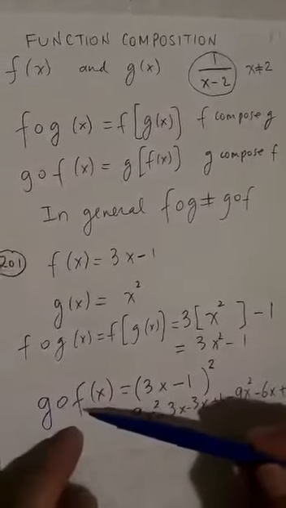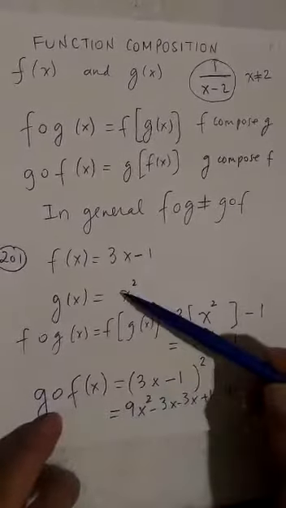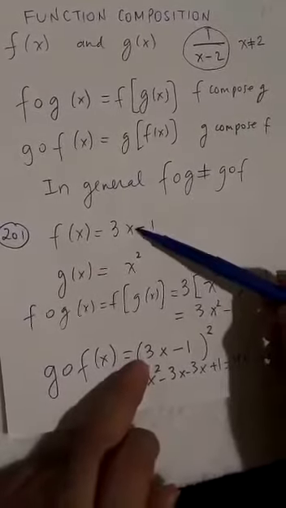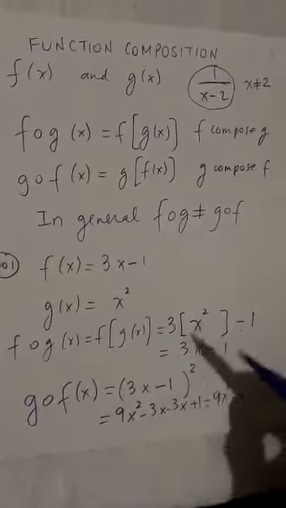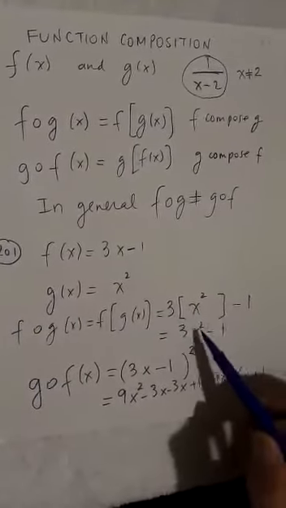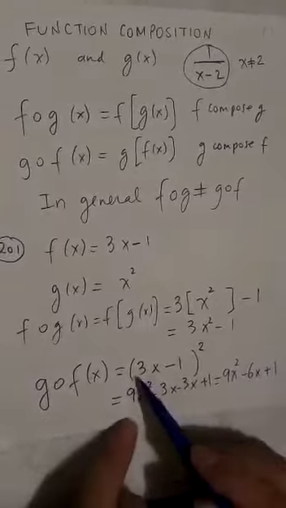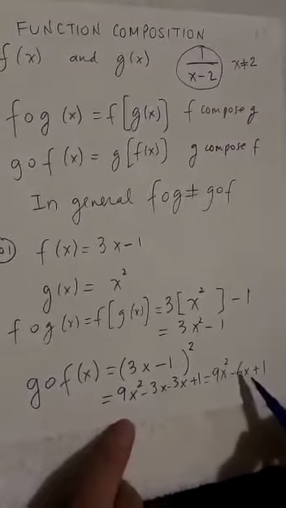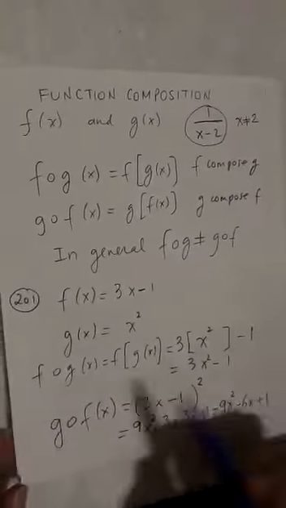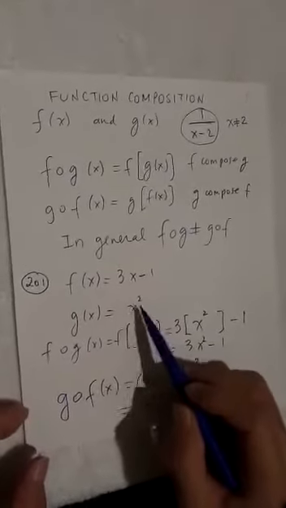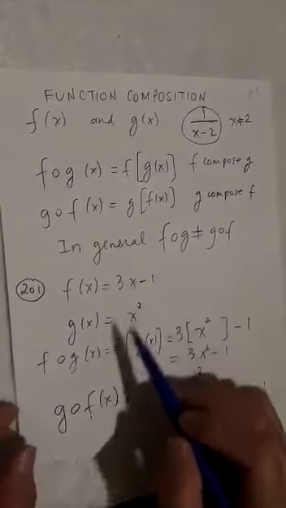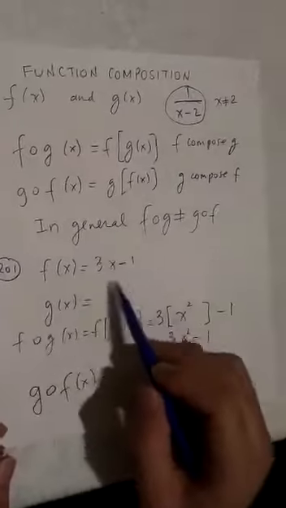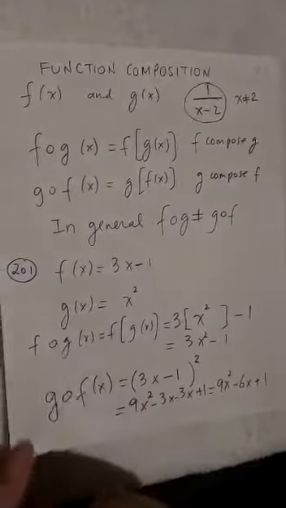For g of f of x, the main function is g. So here's g. G is something squared. What do you put inside the parentheses? You put the other function, 3x minus 1 squared, and we'll simplify that. So for the first one, it'll be 3x squared minus 1. For this one, we're foiling, so it'll be 9x squared minus 3x plus 1, which is 9x squared minus 6x plus 1. Let's go over this again. When you're doing f of g, you take g and you put it in f as x. When you're doing g of f, you take f and you put it into g. So you take this whole thing here and you put it in here for x. We'll do another example.